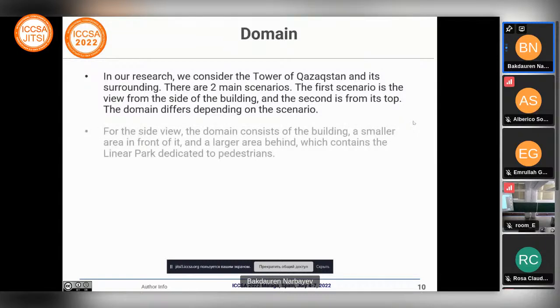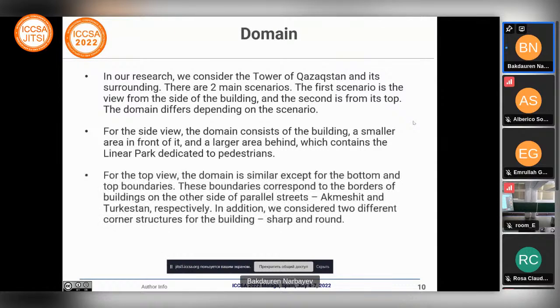So for the side view, the domain consists of the building, a smaller area in front of it, and a larger area behind, which contains a linear park dedicated to pedestrians. For the top view, the domain is similar, except for the bottom and top boundaries. These boundaries correspond to the borders of the building on the other side of parallel streets, Akhmeshit and Turkestan, respectively. In addition, we consider two different corner structures for the buildings, sharp and round.